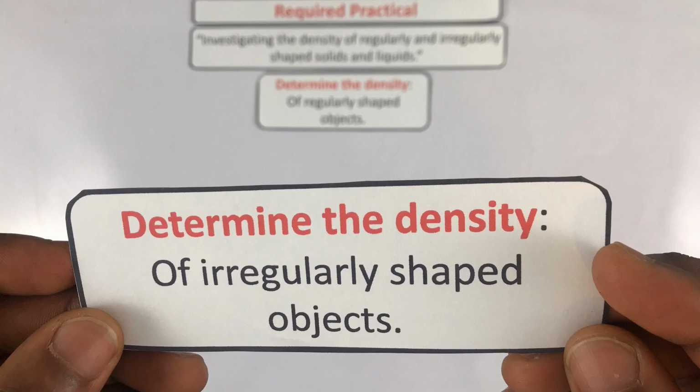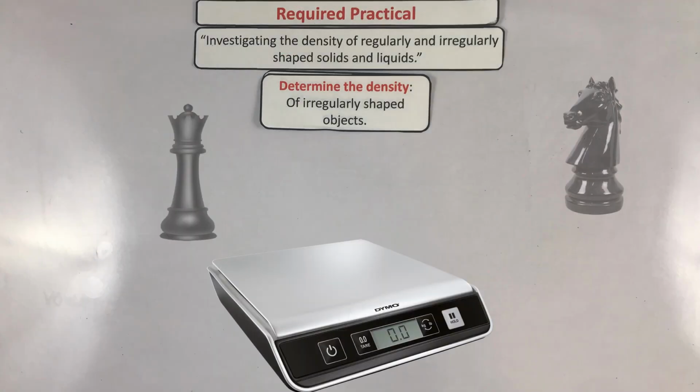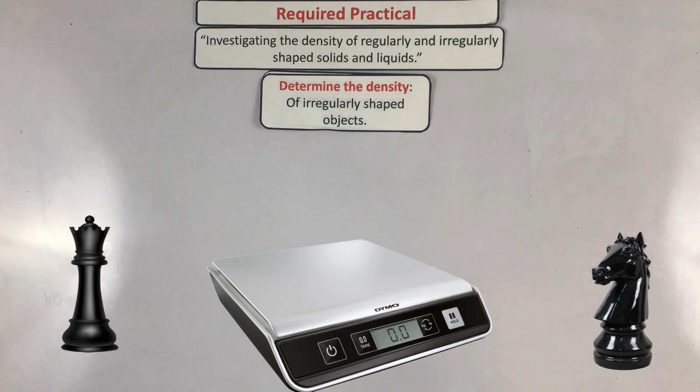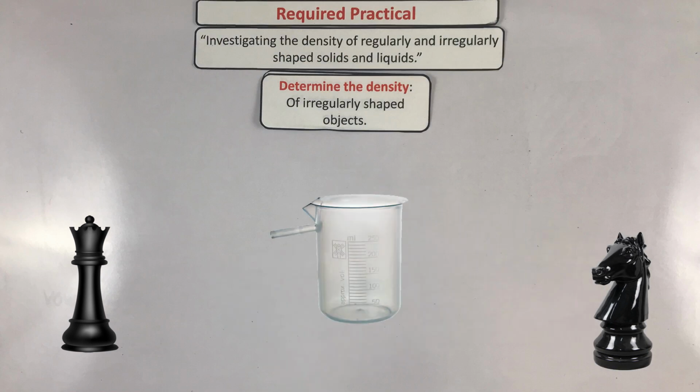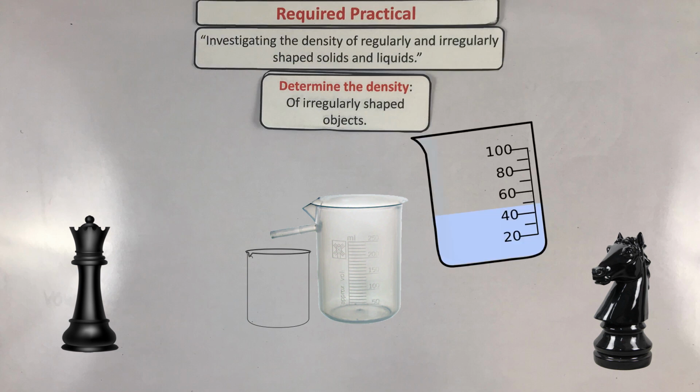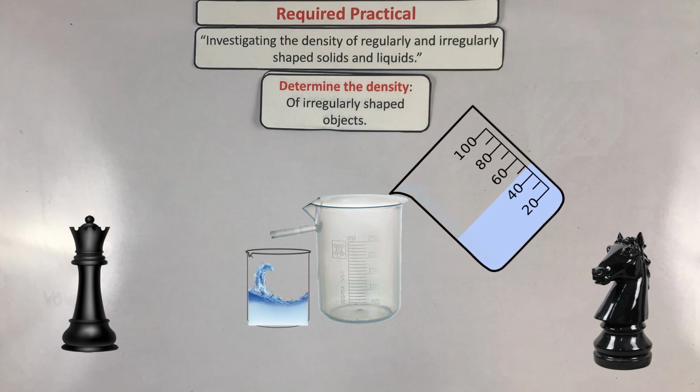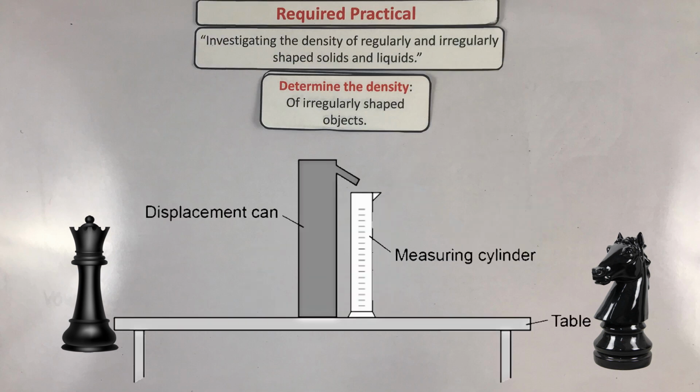The next activity now is all about determining the density of irregularly shaped objects. The first thing you do is you measure your mass for each of your objects. Then you put a displacement can on your desk. Have your container ready to collect any water that comes out of your displacement can. You're going to fill the displacement can with water until water starts pouring out of the nozzle over here.